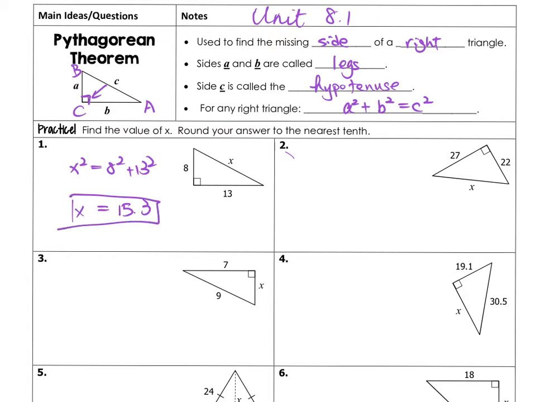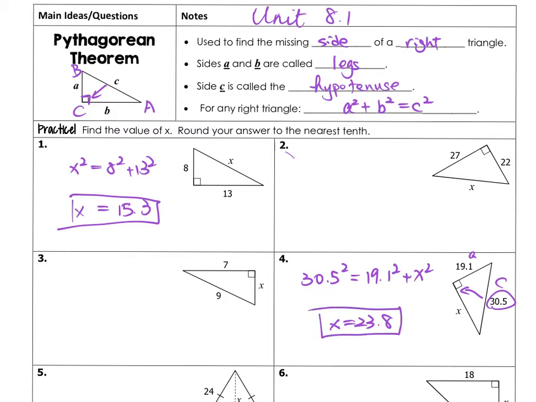Okay. Let's do example 4. In this case, what's given is the C side and one of the legs, if we call this A. So C is 30.5, so we need to square this, and then we use 19.1 squared for one side, and we call this side X, the second leg. So you do your algebraic manipulation, and you should come up with 23.8.